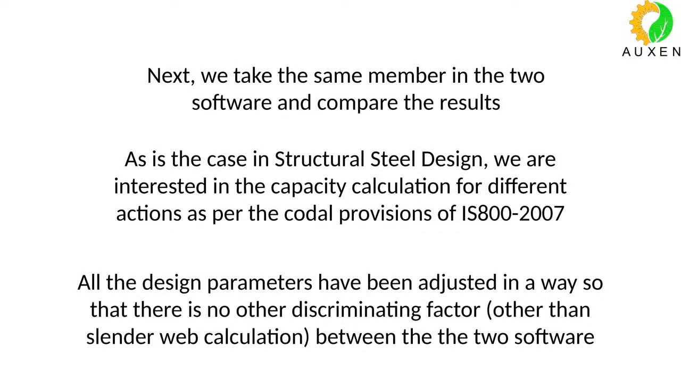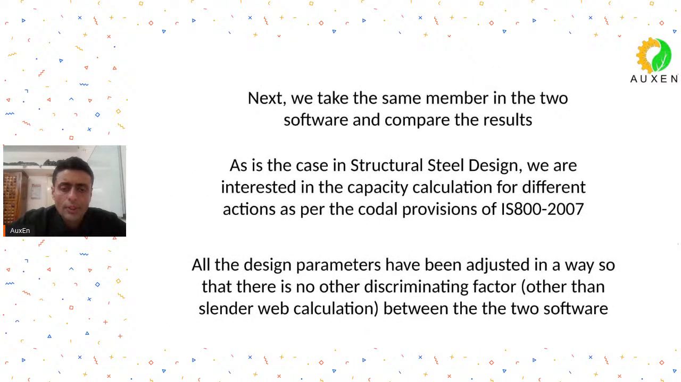And we have taken all the other design parameters and we have adjusted them in such a way that there is no other discriminating factor. There are other issues also. In ETABS there is an issue that ETABS takes the C1 factor and STAAD is not able to take the C1 factor. ETABS takes the effective length properly. STAAD is not able to do that. So we have removed all those other discriminating factors so that just the difference in calculation will be whether or not your software is able to consider slender webs. Okay, all other design parameters have been adjusted by us.